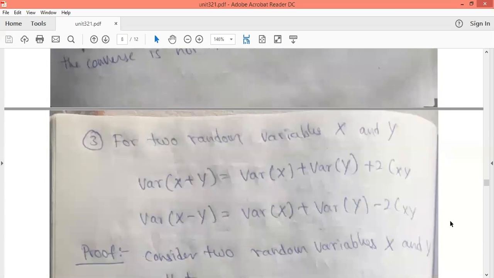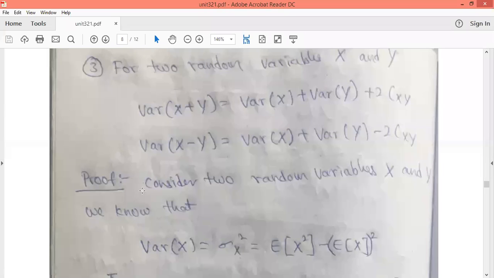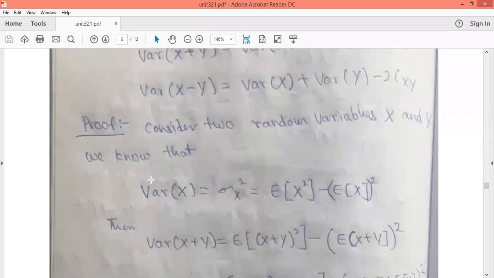Now we'll see the third property for two random variables x and y. Variance of x plus y is equal to variance of x plus variance of y plus 2 covariance of xy. Similarly, variance of x minus y is equal to variance of x plus variance of y minus 2 covariance of xy.